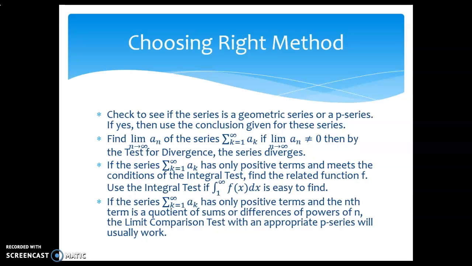If the limit of a sub n is not equal to 0, then we know that the series diverges. If the series a sub k has only positive terms and meets the condition of the integral test, then we use the integral test. If the series a sub k has only positive terms and the nth term is a quotient of the sum or difference of powers of n, the limit comparison test can be used.